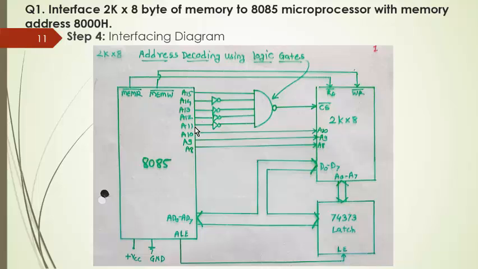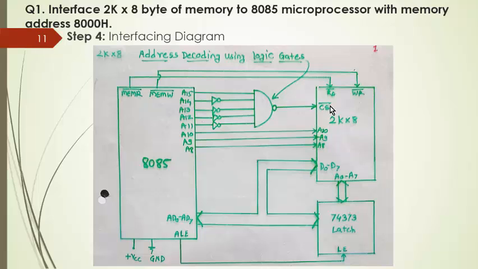So the remaining address lines, that is A8 to A10, you have to connect directly as they are to the memory IC, that is the 2K by 8 memory IC. Here A8, A9 and A10 are directly connected to the memory IC, and the remaining address lines A11 to A15 we have considered to generate the chip select signal. This is the first interfacing diagram, using address decoding with logic gates.